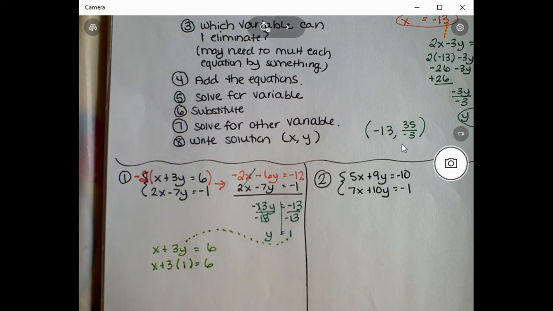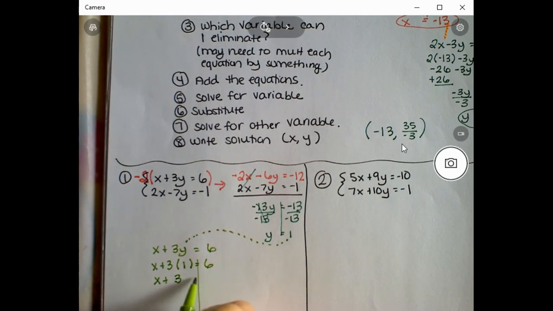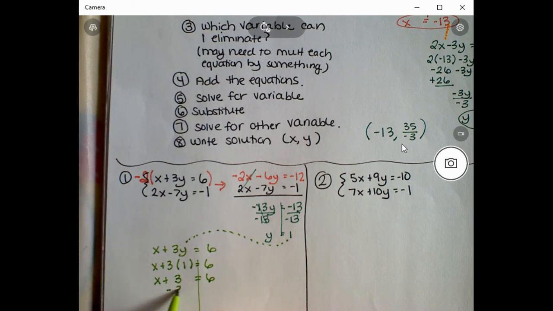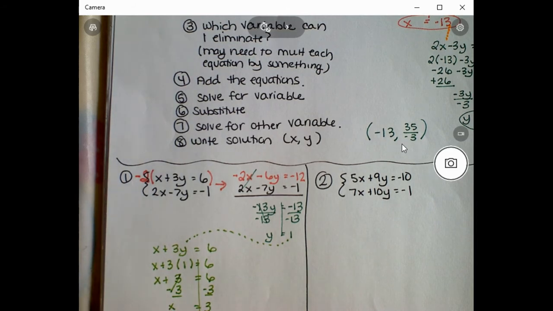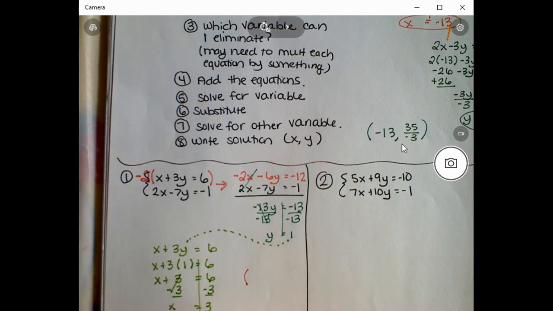All right, solve this equation. 3 times 1 is 3. Keep solving. We want to make the x alone. And we got x equals 3. So the answer to this would be written as a coordinate, x, which is 3, comma y, which is 1.